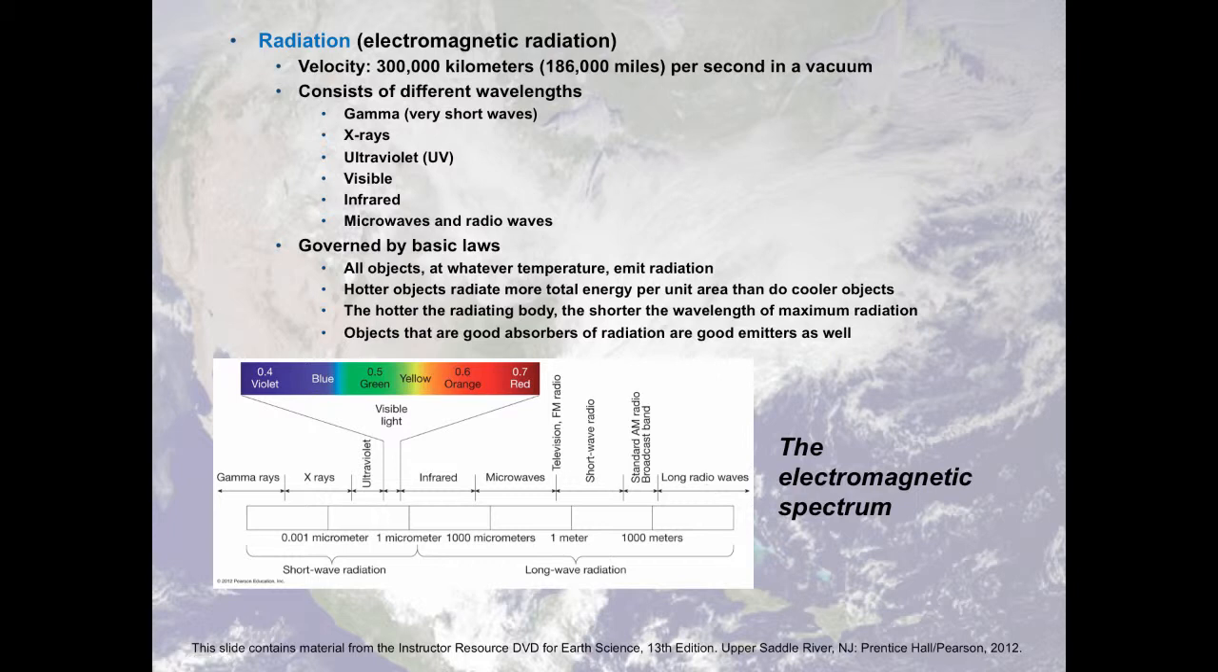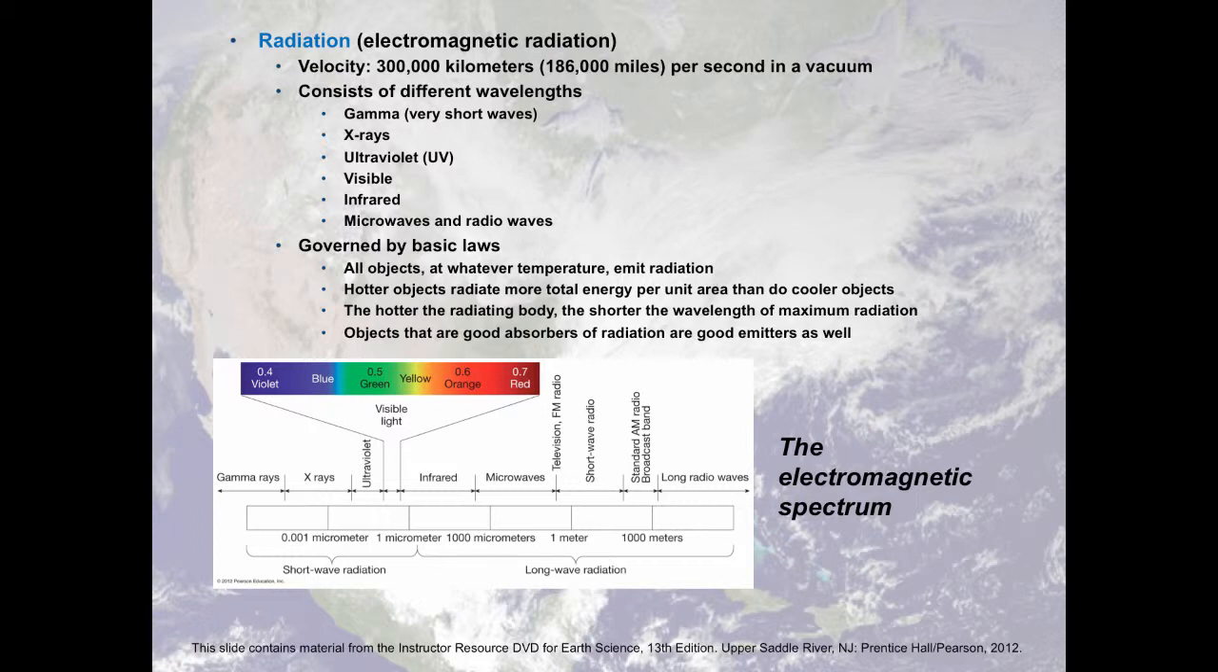Electromagnetic radiation is governed by natural laws, by basic laws. All objects at whatever temperature, unless they're at absolute zero, emit radiation. It's called black body radiation. Hotter objects radiate more total energy per unit area than cooler objects. So things that are warmer, that have more heat energy, will radiate more radiation. And the hotter the radiating body, the shorter the wavelength of maximum radiation.